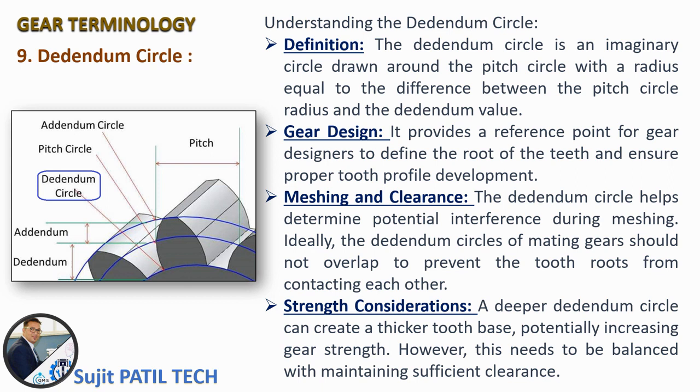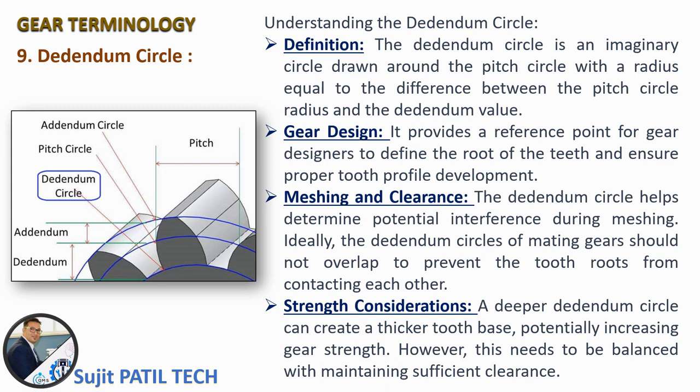Gear design. It provides a reference point for gear designers to define the root of the teeth and ensure proper tooth profile development. Meshing and clearance. The dedendum circle helps determine potential interference during meshing. Ideally, the dedendum circles of mating gears should not overlap to prevent the tooth roots from contacting each other.